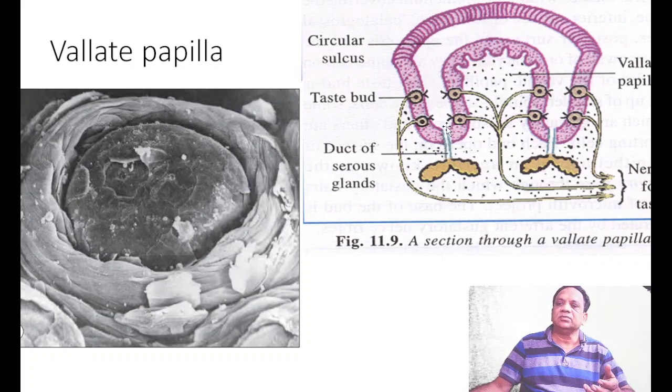You can see, to provide the mixing of the food, the serous fluids, that means watery fluids, are secreted here by means of these glands, what we call von Ebner's glands. These are called ducts. You can see the ducts of these glands are opening into the floor of this vallum, where in the wall of the vallate papilla you can see a number of taste buds. This is the electron microscopic view of the vallate papilla.